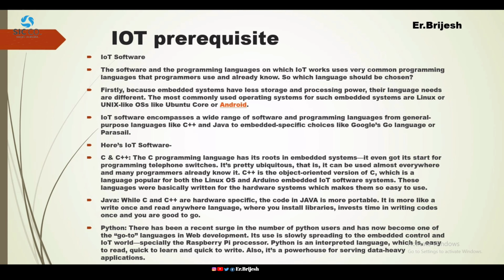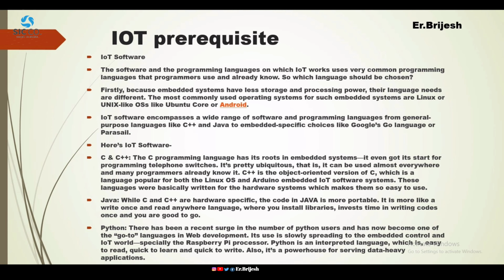C++ and Java are mostly used and user friendly. We can learn easily with these languages. We will go into the specific languages like Google's Go language or Parasail in detail later. So IoT languages, as I told you before, are C, C++, Java and Python. These are the languages that are mostly used. The C programming language has its roots in embedded systems. It even got its start programming telephone switches. It's so ubiquitous that it can be used almost everywhere, and many programmers already know it.